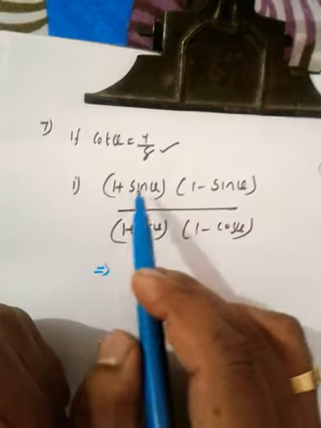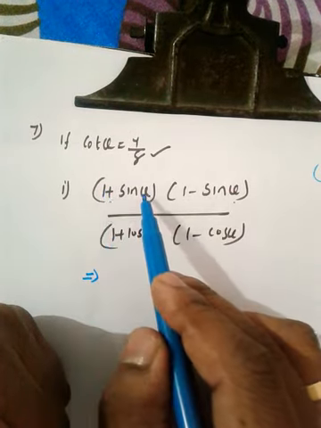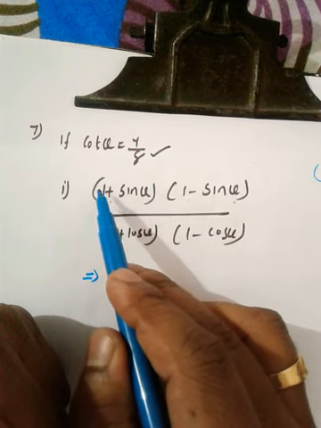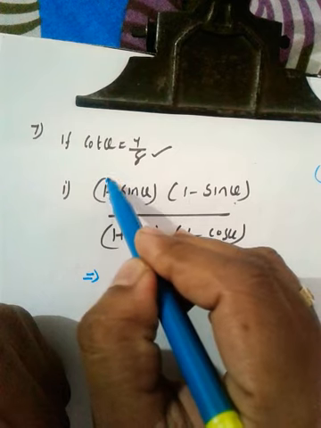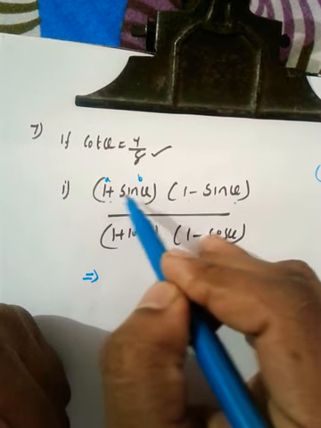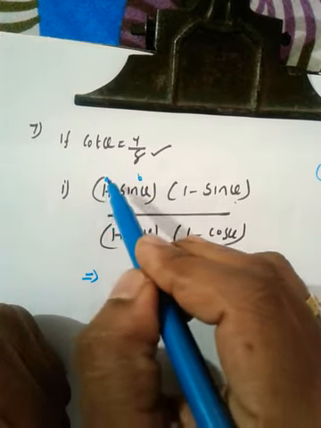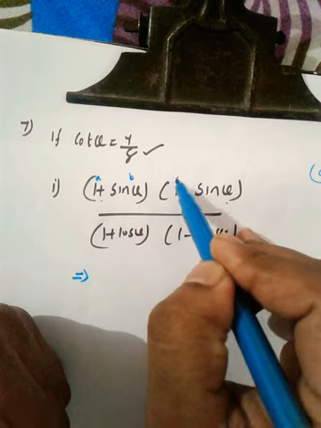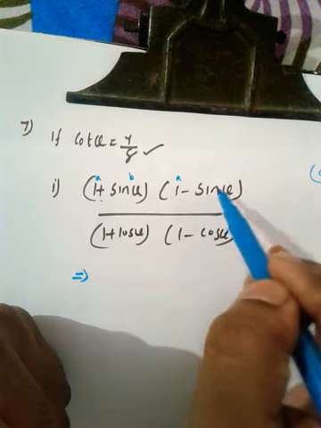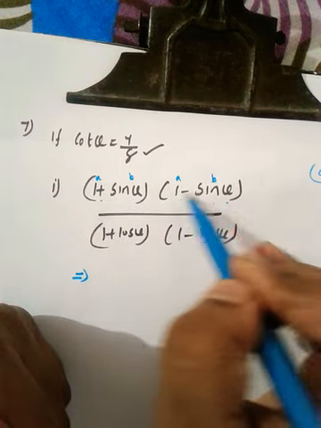And this is in the form a plus b into a minus b. See, you can consider 1 as a and sine theta as b. For better understanding, you can write with pencil. This is a and this is b. If you consider 1 as a, again here it is 1, again a. If you consider sine theta as b, see, sine theta b. So now it's in the form a plus b into a minus b.